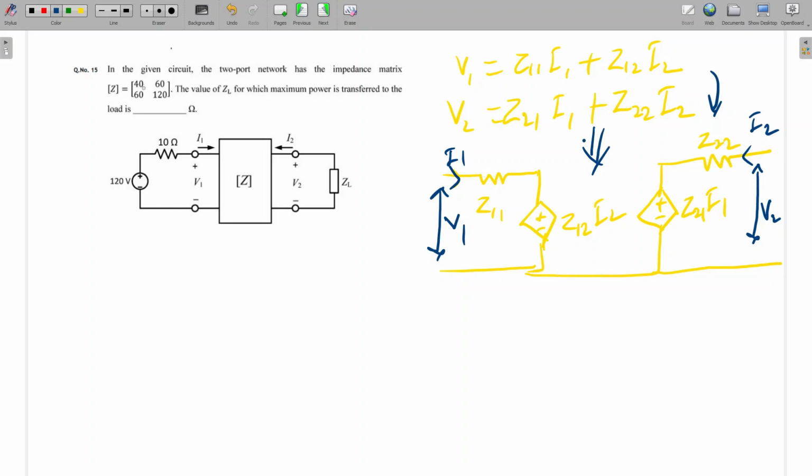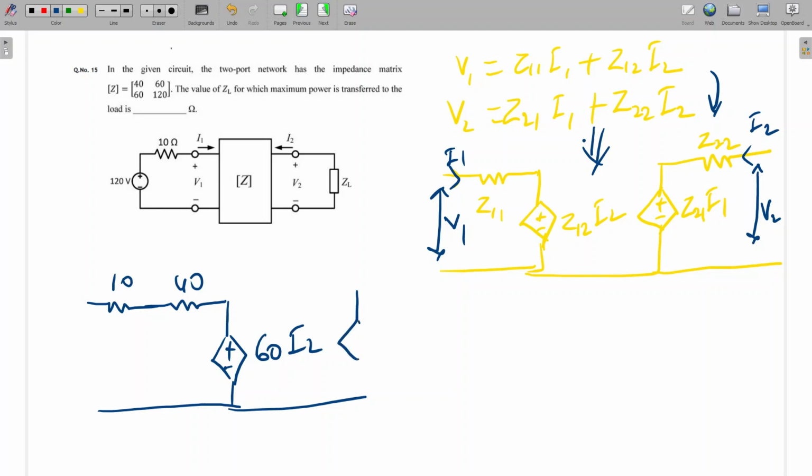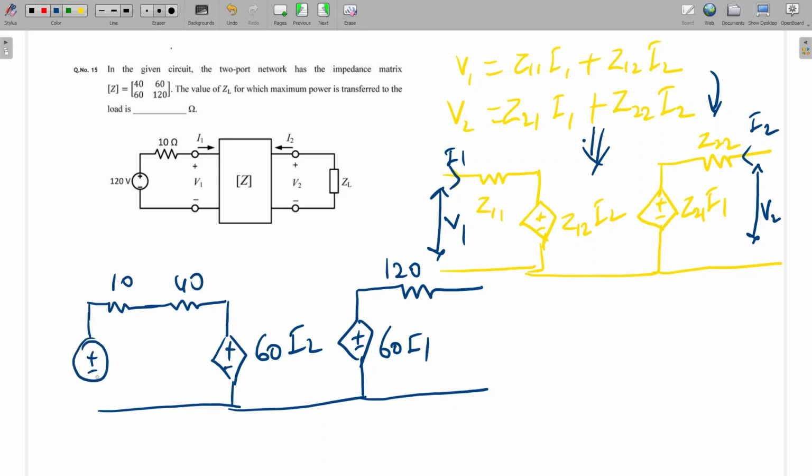Z11 of 40 is already given there, so here I can write 40, and previously 10 is there, so here it will be 10. And what will be here? Plus minus. What is Z21? It will be 60 I2, and here also plus minus, 60 I1, and this resistance will be Z22, so it will be 120. And here a 120 volt source is given. Okay. So now this is a simple circuit, and we can solve it easily.